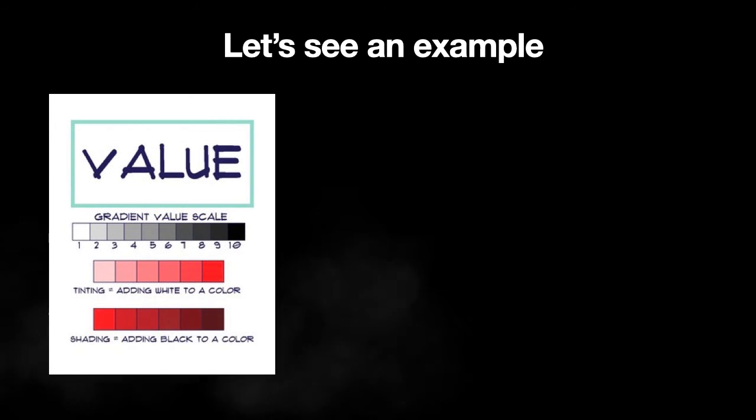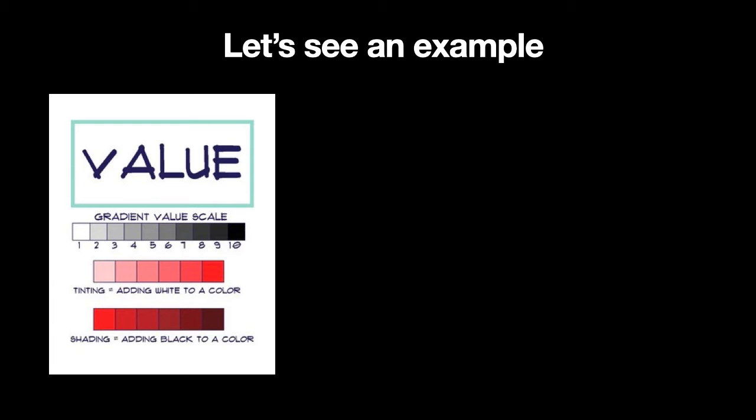Let's see an example. Here we have a traditional value scale. We see the red one that we just practiced, but on top of this we see a gray scale, starting with the number 1, which is the lightest value, white, and working our way all the way across to number 10, the darkest value, black.